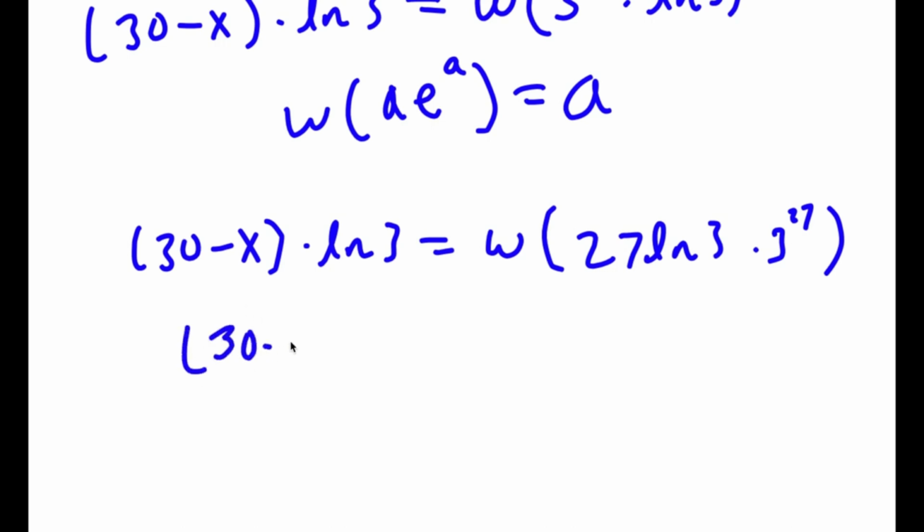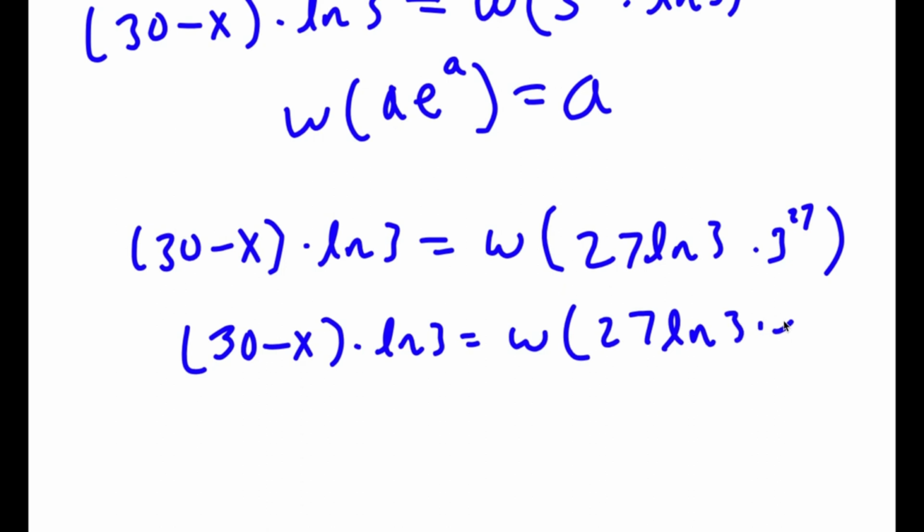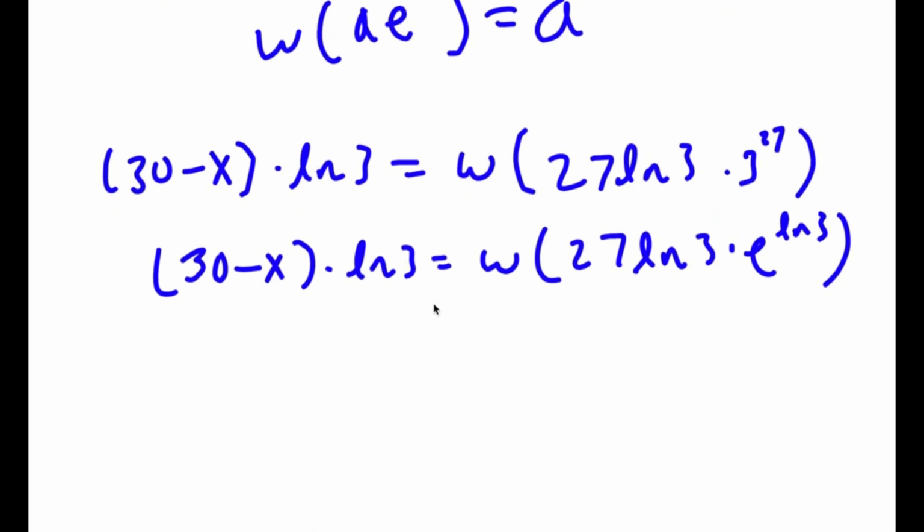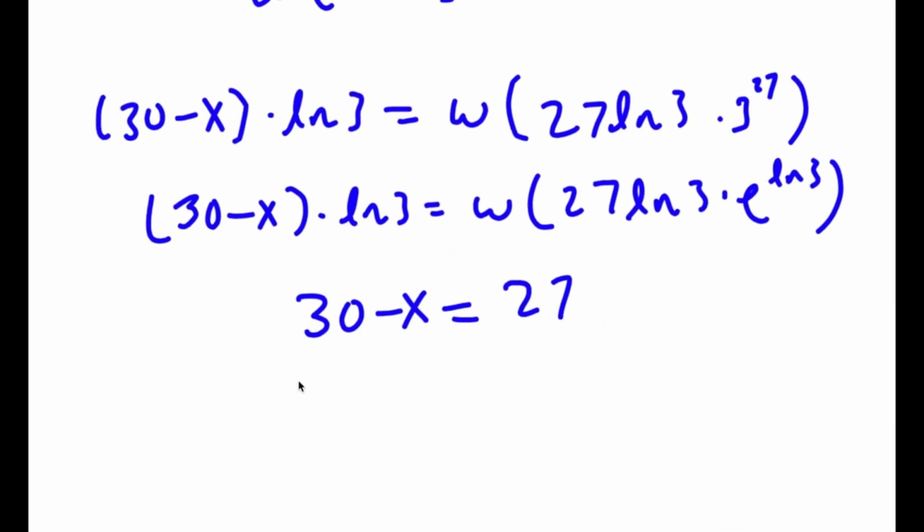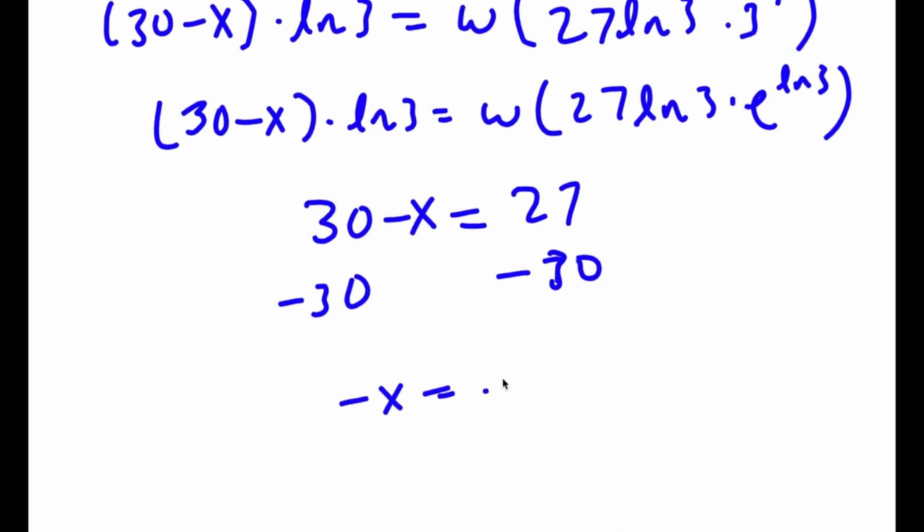Now I can write this as 30 minus x times ln 3 is equal to the W Lambert function of 27 times ln 3 times e to the power of ln 3. And now I can simplify this to 30 minus x is equal to 27, because the W Lambert function is in the right form, so this is equal to 3. So now I have a simple equation. All I have to do is subtract 30 on both sides. So I get negative x is equal to negative 3, meaning x is equal to 3. So this is my answer.